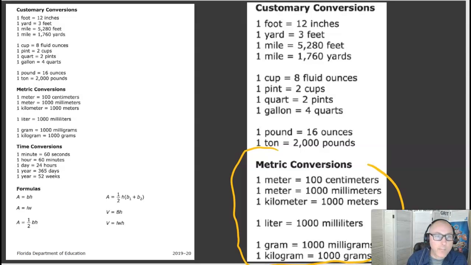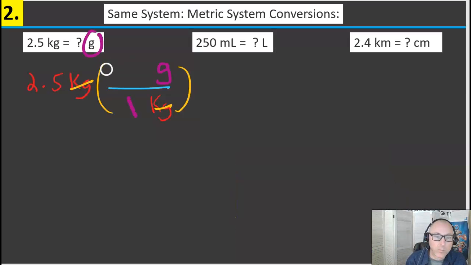There it is, down at the bottom. Kilograms and grams. For every 1 kilogram, we have 1,000 grams. Now all we do is multiply: 2.5 times 1,000.